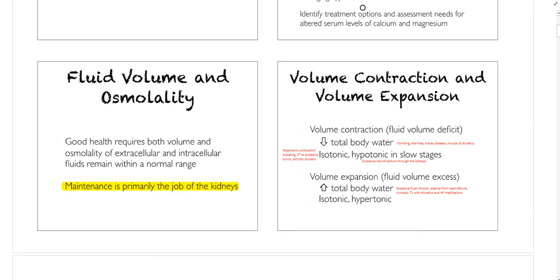All right, so maintenance of fluid and osmolality generally is due to the job of the kidneys. That's the primary thing that's maintaining that. We can have volume contraction and volume expansion. Contraction is where we have a decrease in total body water. It's getting smaller, it's contracting. And this can either be hypertonic, isotonic, or hypotonic.